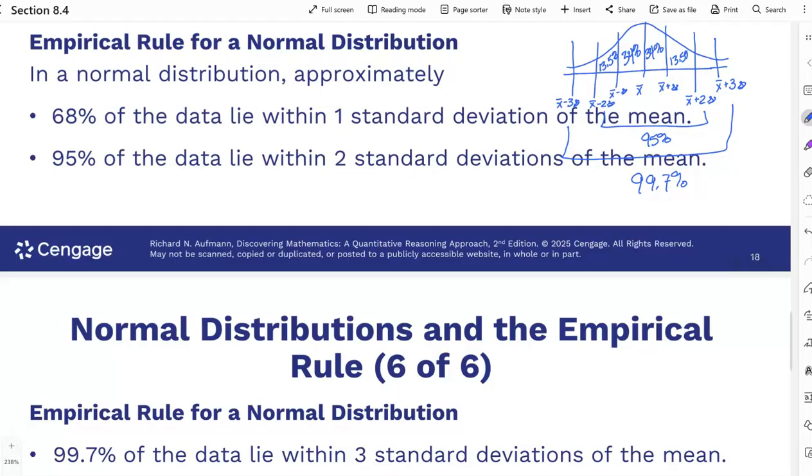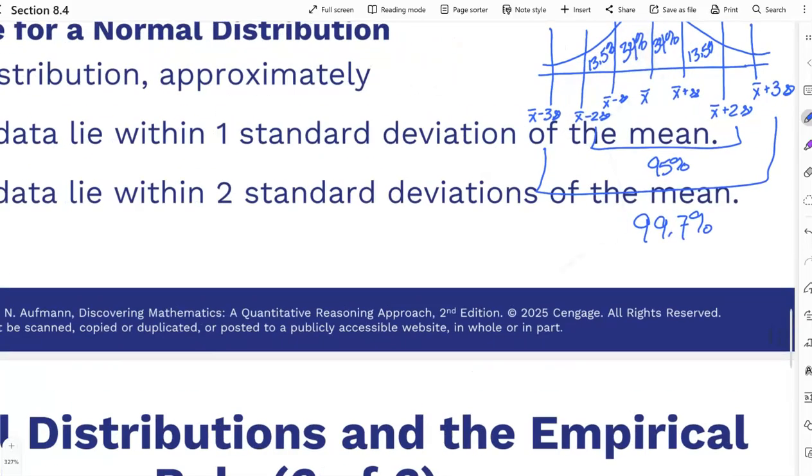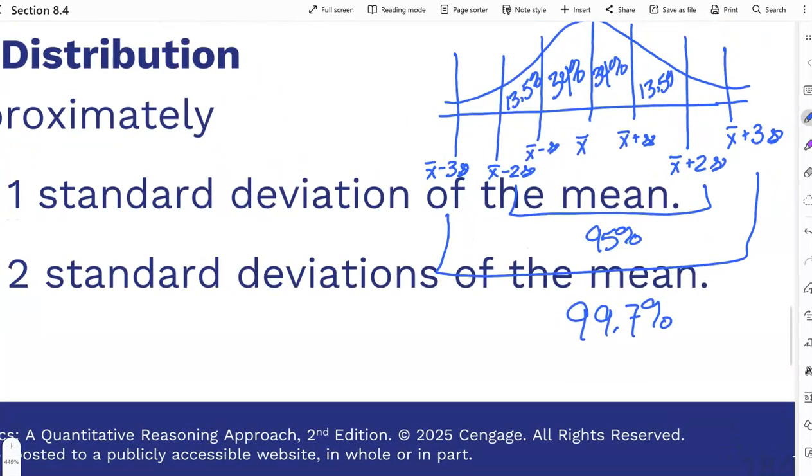So if this is 99.7, and we know from here to here is 95, then that difference has to be divided equally between here and here. So that difference is 4.7, and if we divide it by 2, we're going to get 2.35 here, and then 2.35 here. So you can see how we're taking this and splitting it between all these little pieces.